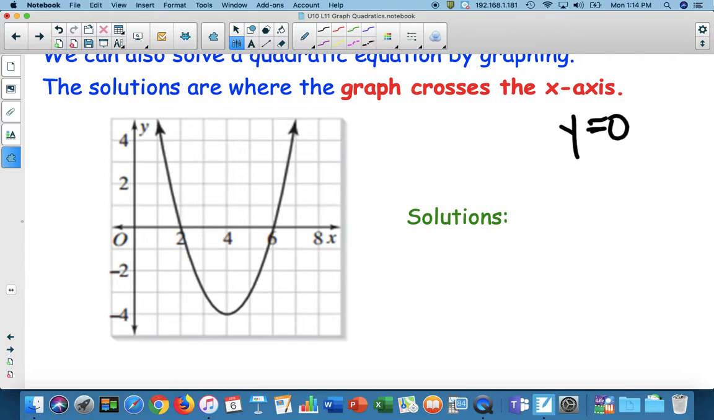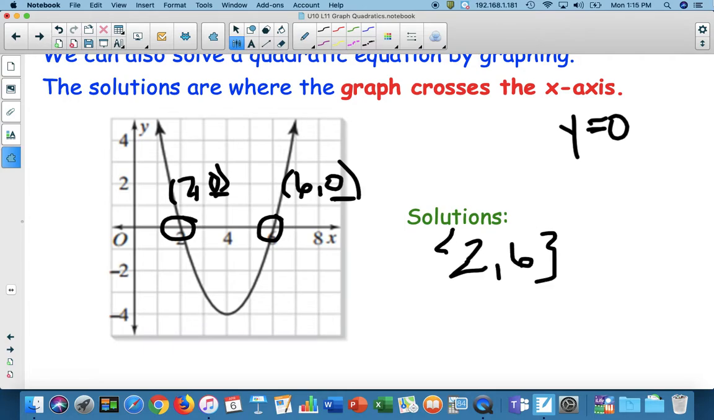For example, if we look at these 2 points, this is (2, 0), and this is (6, 0). So that's how we know that these are our answers, because the y value right here is 0. All right, so our solutions then become 2 and 6. Excuse my bad brackets. But those are our two solutions. Those are our x values.